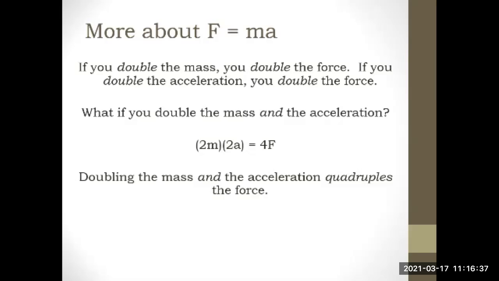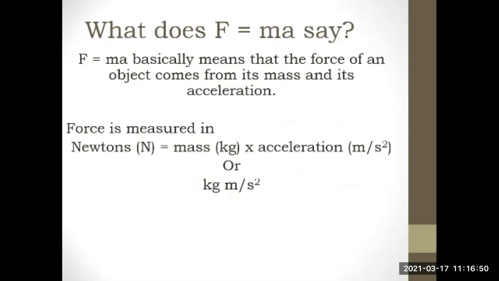4 times the force I have to apply to that object to make it accelerate. So doubling the mass and the acceleration quadruples the force. Okay. Now see, what does F equals ma say? F equals ma basically means that the force of an object comes from its mass and its acceleration. It's simple what it tells us. It tells us that whatever force is coming out is due to its mass and acceleration.